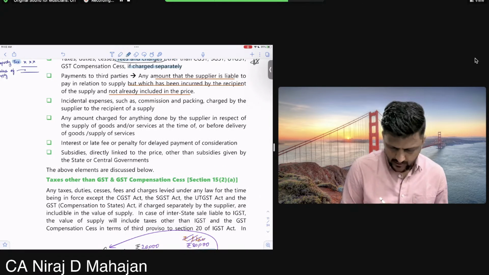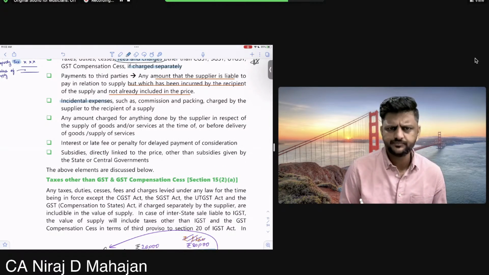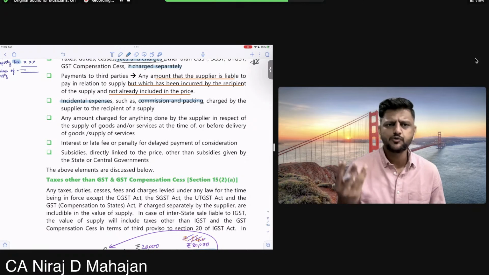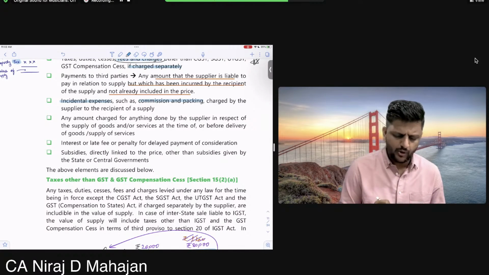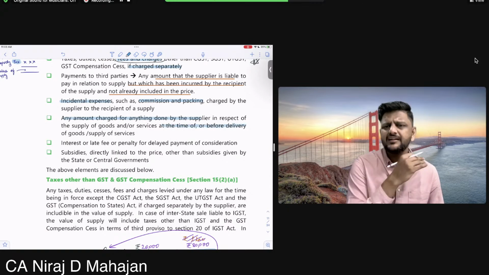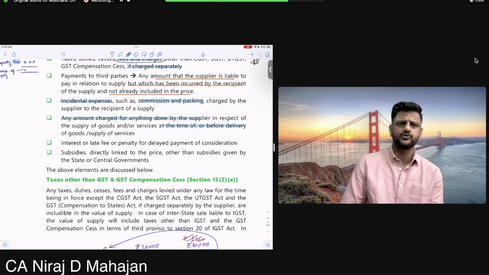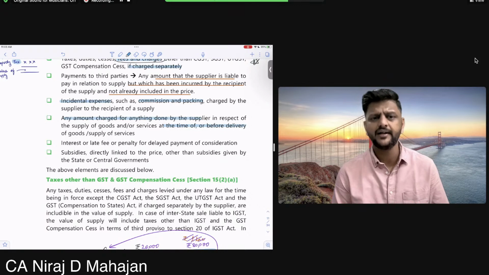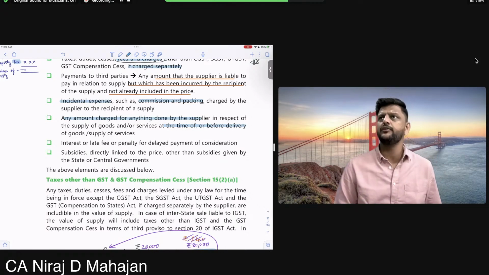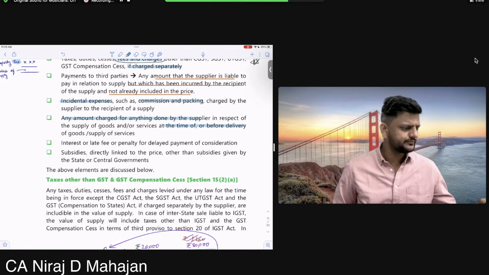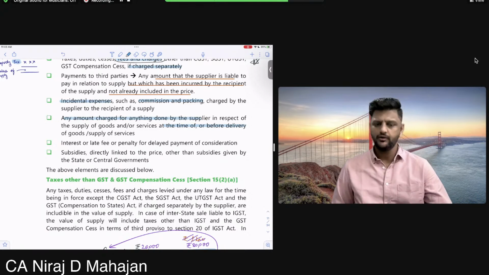Incidental expenses such as commission and packing, agents, charged by the supplier to the recipient. That is also okay. Packaging charges, commission charges, transport charges, insurance charges. Any amount charged for anything done by the supplier in respect of the supply, at the time of or before the delivery. Anything done at the request of the recipient also. Recipient has told him to do this, to do that, or get this work done, or get it checked. Any kind of certification, qualification, any kind of approval on that particular goods. All that will be covered in the value of supply.